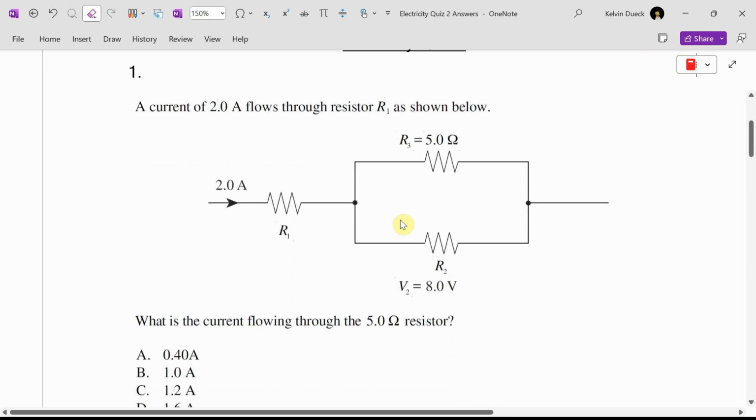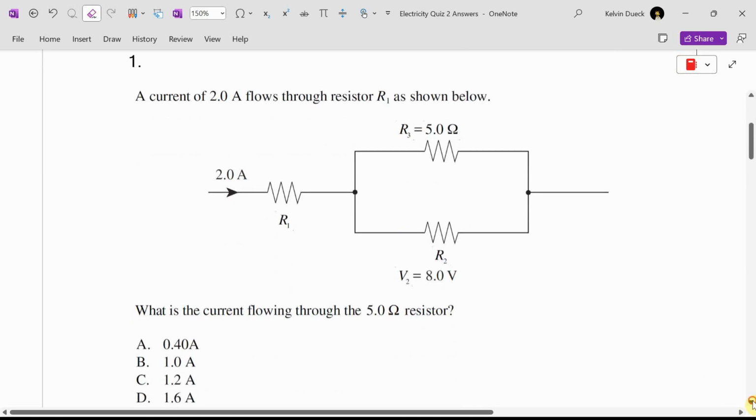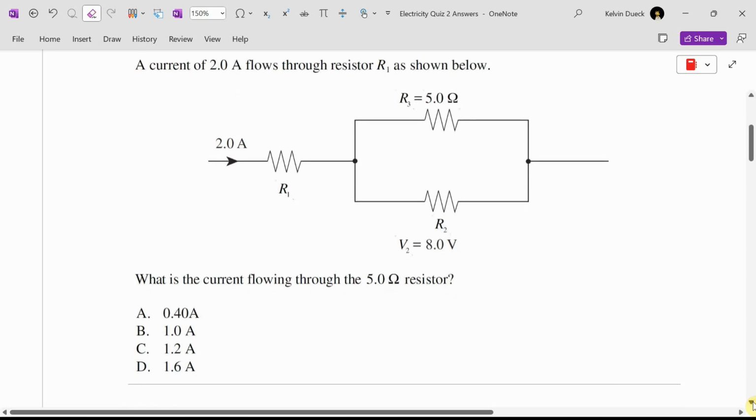Number 1 says a current of 2 amps flows through resistor R1 as shown below. What's the current flowing through the 5 ohm resistor? Well, I guess I would label downhill, which is that way, that way. Current's going to be going that way.